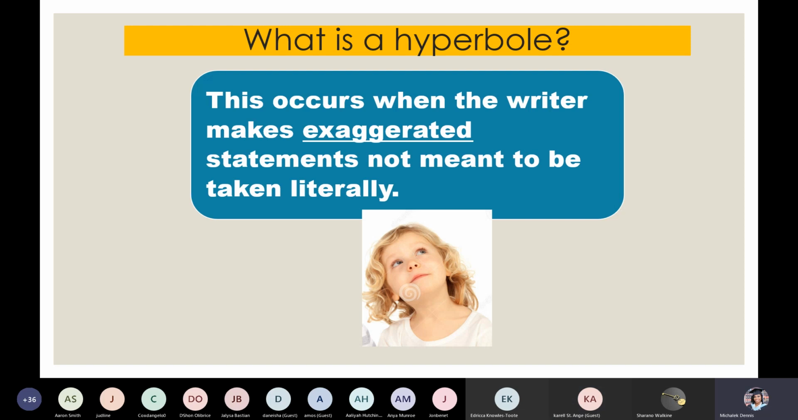Can someone tell me in the chat, what is a hyperbole? Corel, you want to answer? Or that's Aaron? All right, anyone want to answer? What is hyperbole? What does that mean? Like an exaggeration. What do you think, Mrs. Dennis? Are you sure? Overthink something. Are you sure, Corel?